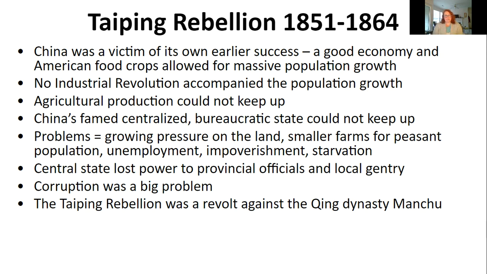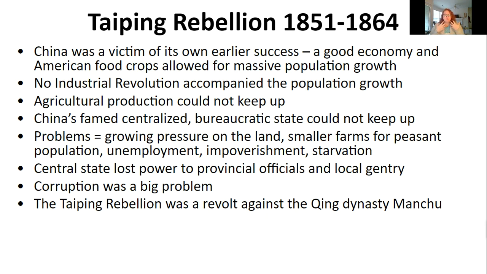Now, China was a victim of its own earlier successes. They had a good economy, and American food crops allowed for massive population growth. There was no industrial revolution actually accompanying this population growth. It was purely agricultural production, and it could not keep up, so they brought in food from elsewhere. China's famed centralized and bureaucratic state also could not keep up with this massive growth. So this resulted in a lot of problems for China.